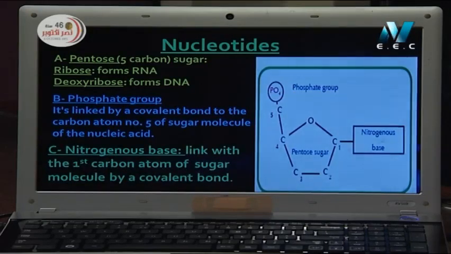Third part, nitrogenous base. The nitrogenous base connects with carbon number 1, also by a covalent bond. So here in the nucleotide we have two covalent bonds, one between carbon number 1 and the nitrogenous base, and another one between carbon number 5 and the phosphate group. So again, children, this drawing is very important, the structure of the nucleotide.